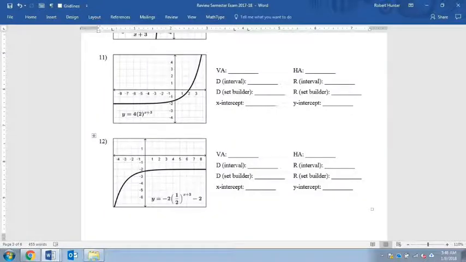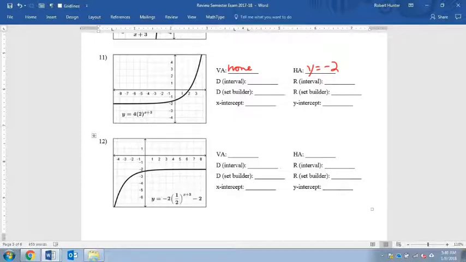All right, 11 and 12. These are exponentials. You can either tell that by the shape of them, or you can tell that by the x and the exponent. But remember, exponentials do not have vertical asymptotes, so none. I'll just go N-O-N-E. Your horizontal asymptote is right there at -2. So y equals -2. I can probably do number 12 real quick too.